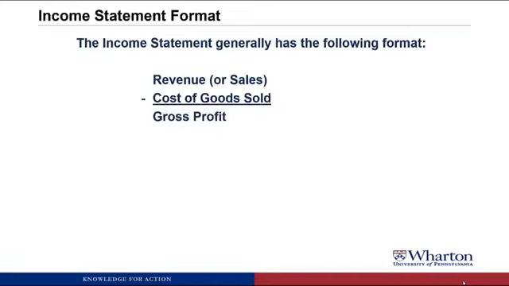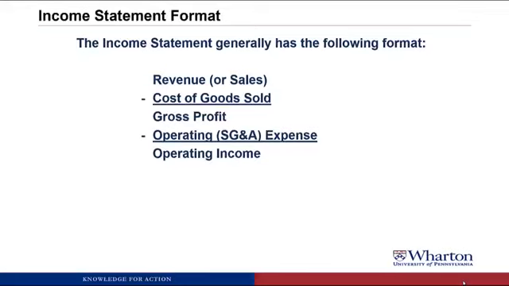Then we subtract cost of goods sold to get gross profit. Cost of goods sold is the product costs or the direct costs of producing this revenue. And then gross profit would be interpreted as the markup over the product costs. Then we subtract operating or SG&A expense to get operating income. SG&A stands for selling, general, and administrative. These are all the period costs, all the other costs of running the business.